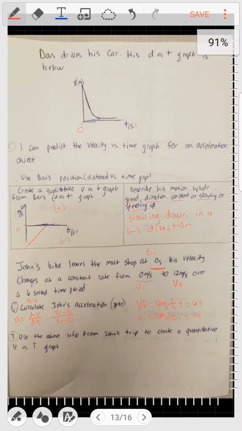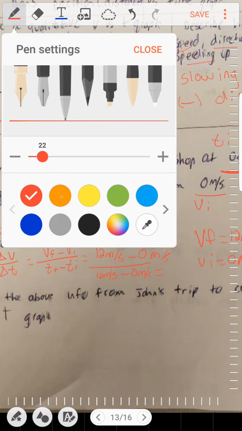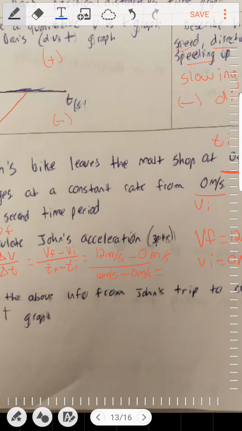Now let's just plug and chug. Come down over here. It's going to equal 12 meters per second minus 0 meters per second over 6 seconds minus 0 seconds. And that's going to get you simply, now make sure you remember all this, guys, 2 meters per second squared. Let's not forget that, please. 2 meters per second squared.